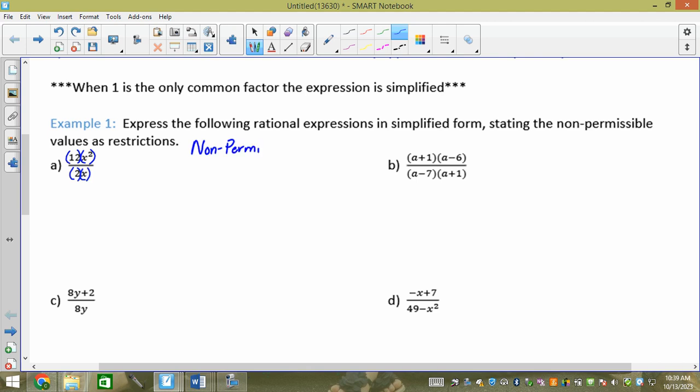Okay, so I say non-permissible values. So I say 2 can't equal 0. Is that a non-permissible value or just a true statement? Just a true statement. So we can cross that one off because it doesn't actually give me a non-permissible value. And then my other one is x can't equal 0. Done. So my only non-permissible value is x can't equal 0.